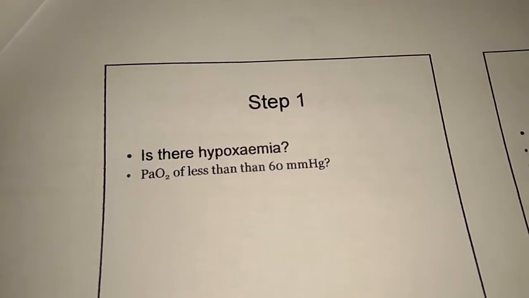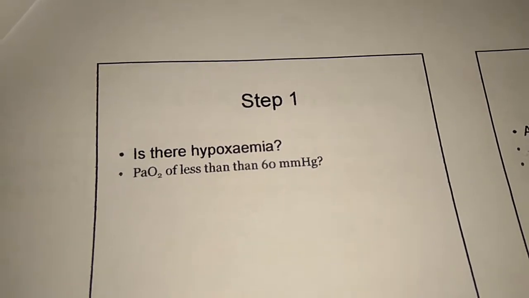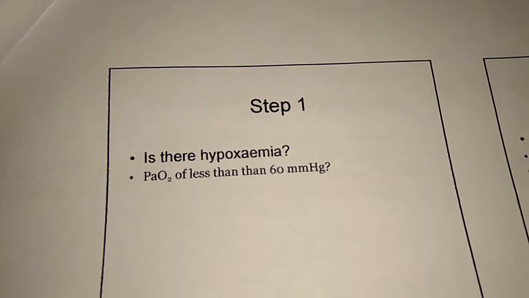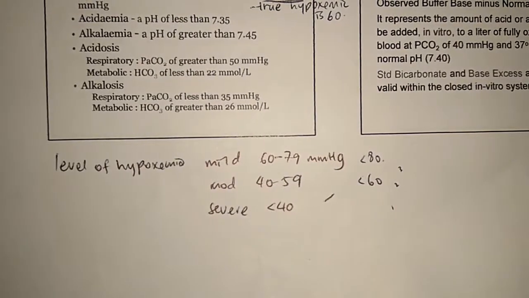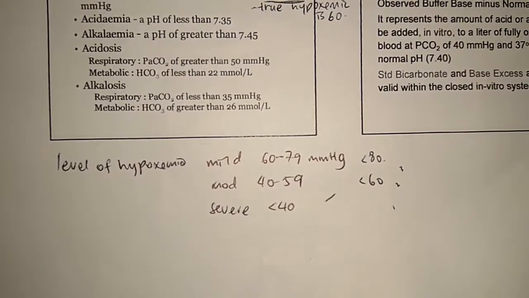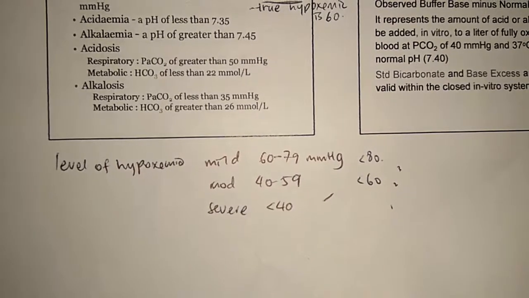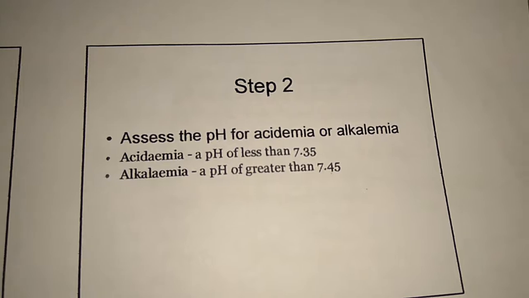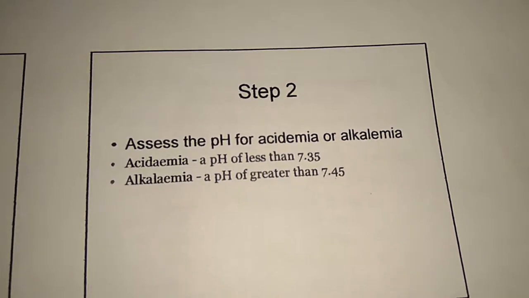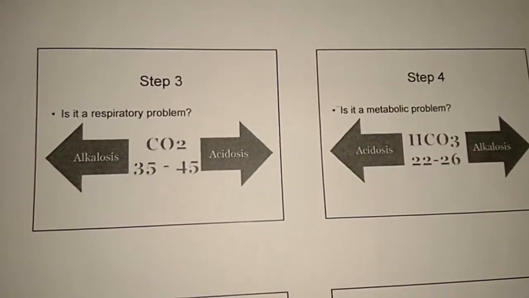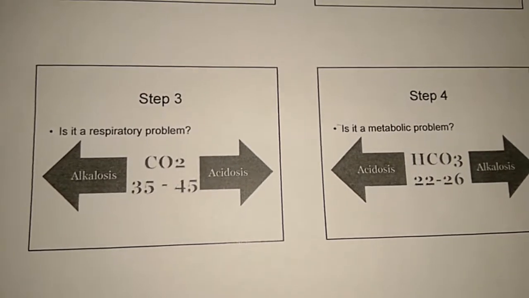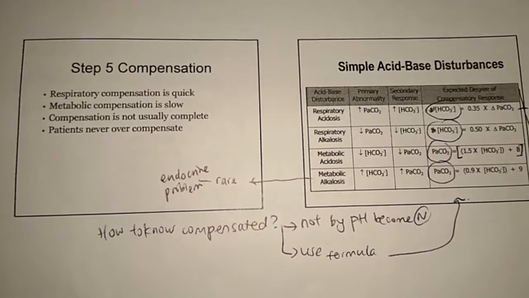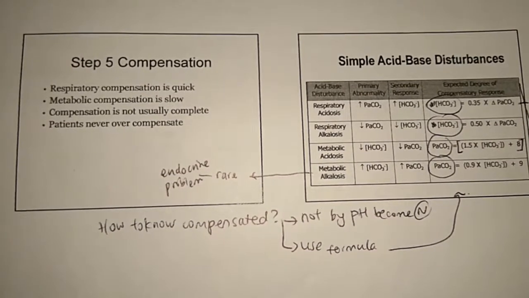Step 1 of reading ABG, we determine whether there's hypoxemia or not. A PaO2 of less than 60 is hypoxemic. Level of hypoxemia: severe if less than 40, moderate if less than 60, and mild if less than 80. Step 2, we determine whether it is acidosis or alkalosis. Step 3, we determine whether it is respiratory or metabolic. Step 4, we determine whether it is compensated or decompensated.